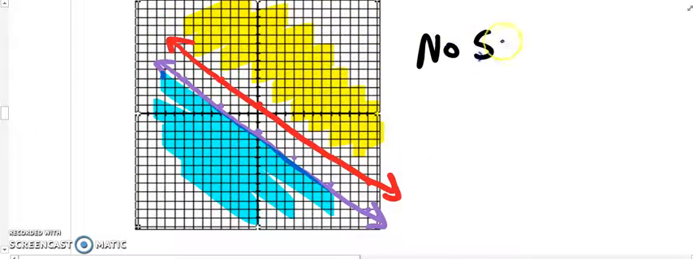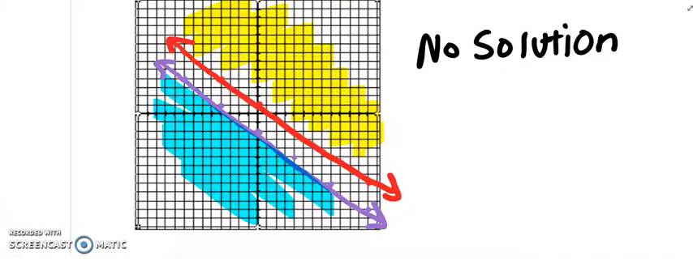Well, there's no solution because the yellow is always going to work for the top equation and the blue is always going to work for the bottom. But there is nothing that is going to work for both of them. So while there are solutions to each individual equation, there's no solution to the system. So here there's no solution, or no solution set.